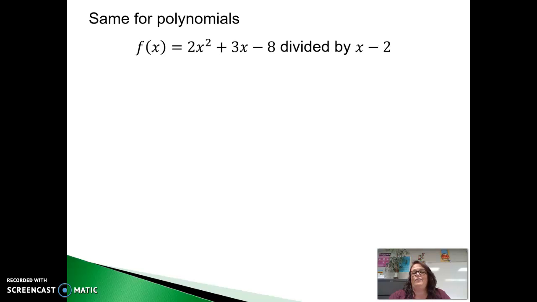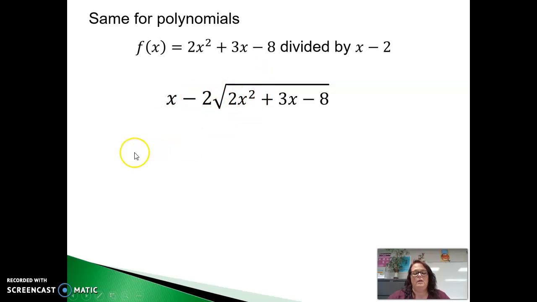So if I take that function and divide it by x minus 2, I can do this. So we're going to say, what can I multiply x by to get 2x squared? So I'm saying this x right here, what can I multiply this x by to get 2x squared? So hopefully you're screaming that I would multiply it by 2x.